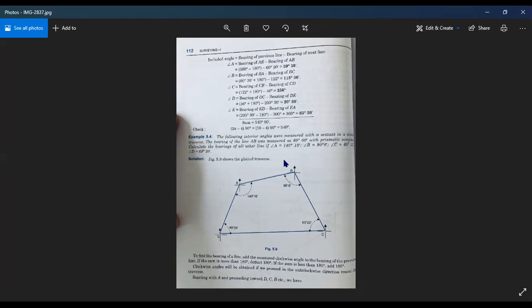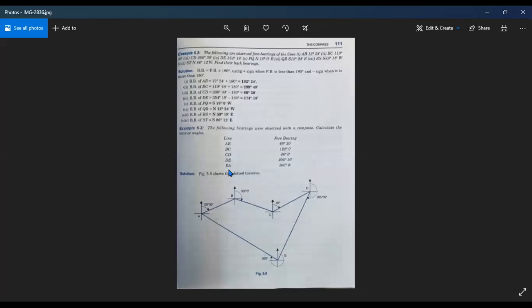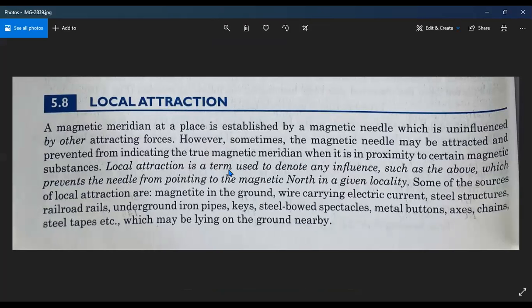Okay. So after this, one concept is left in compass surveying, that is called local attraction. That we will study in the next class, but I will define it now. Local attraction. A magnetic meridian at any place is established by a magnetic needle which is uninfluenced by other attracting forces. That means once you set up the compass, the magnetic needle in that compass aligns itself in the magnetic north and south direction. Correct.